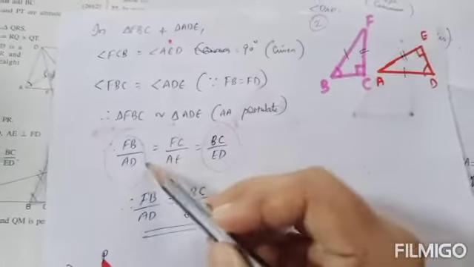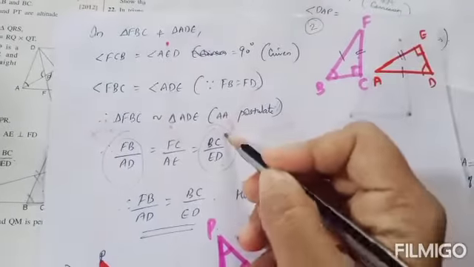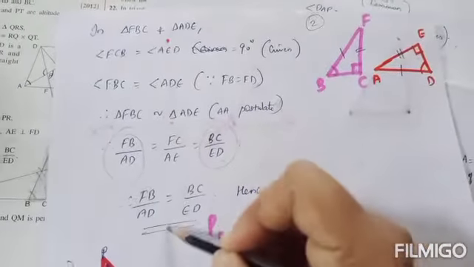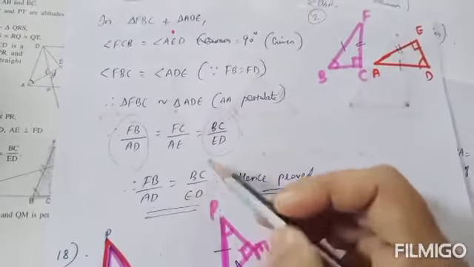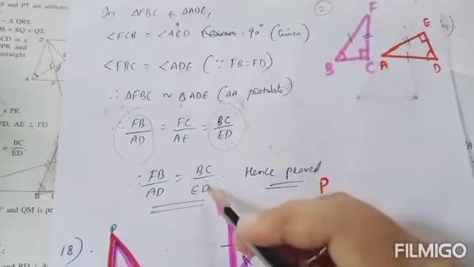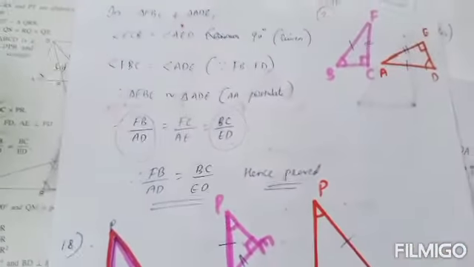Now in this we require FB by AD equal to BC by ED. These two ratios are required. So FB by AD equal to BC by ED, this is what you needed to prove here. Hence proved.